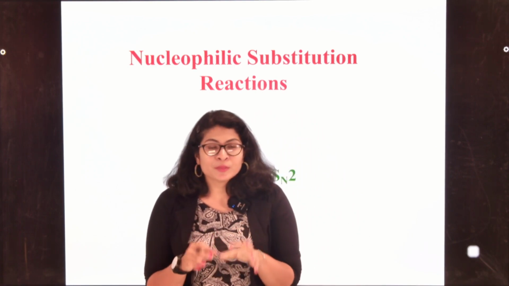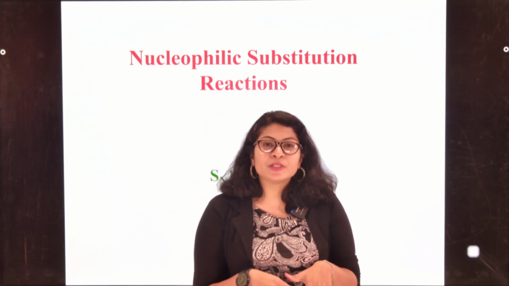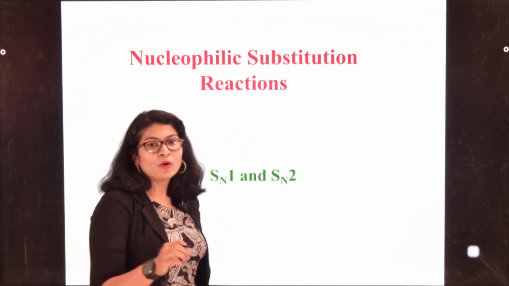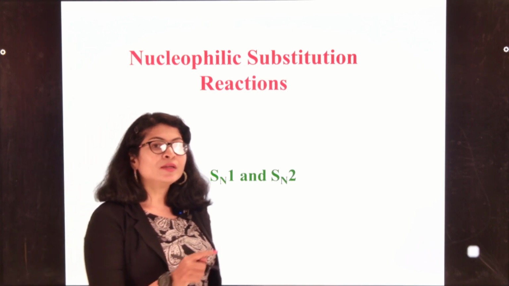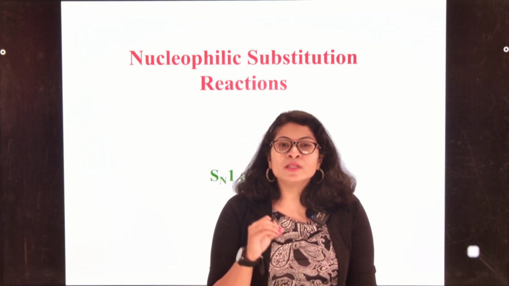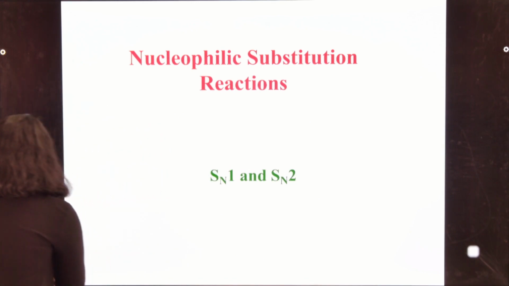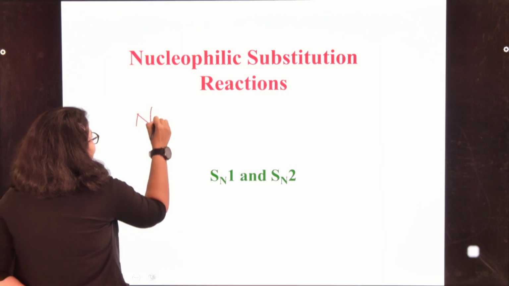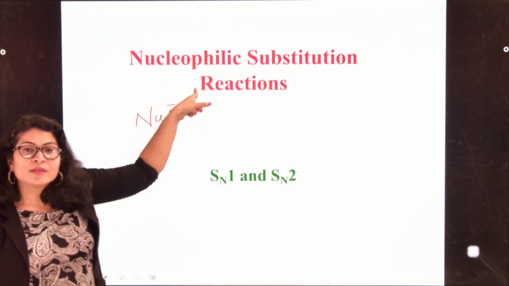Now, if the species is nucleophilic, that means nucleus loving, then in itself that species must be negatively charged because opposites attract. So, if nucleus is positively charged and that particular species is attracted to the nucleus, then in itself it must be negatively charged. So, any negatively charged species is called a nucleophile. Okay, got it? Any negatively charged species, I can represent it generally as Nu minus. Okay, it's a nucleophile.